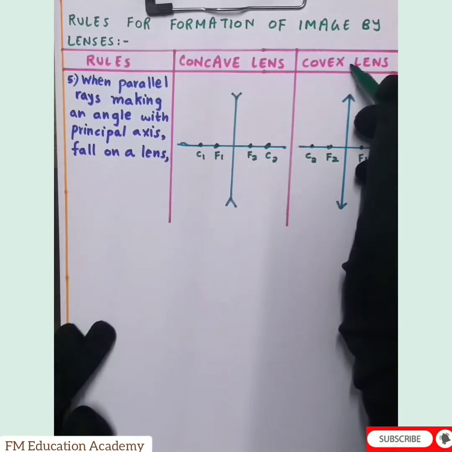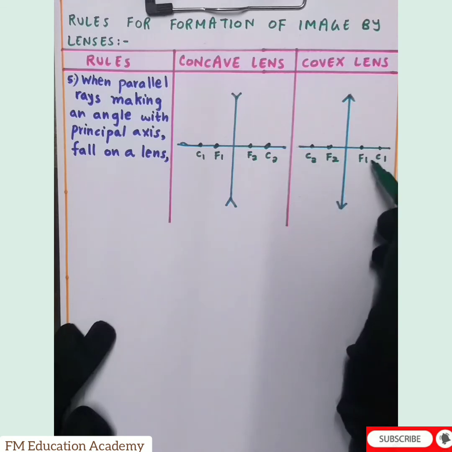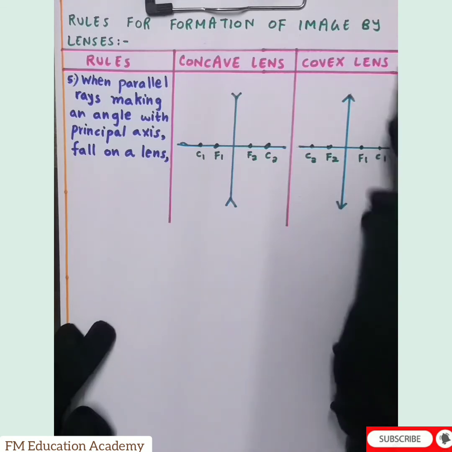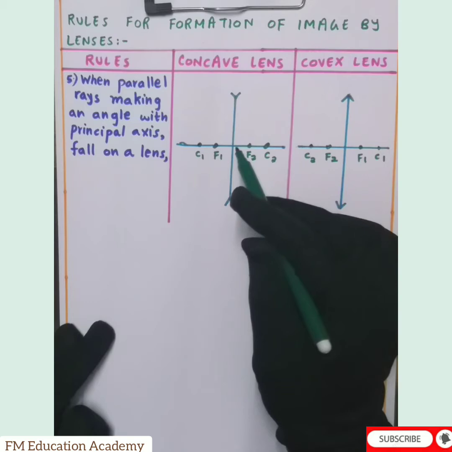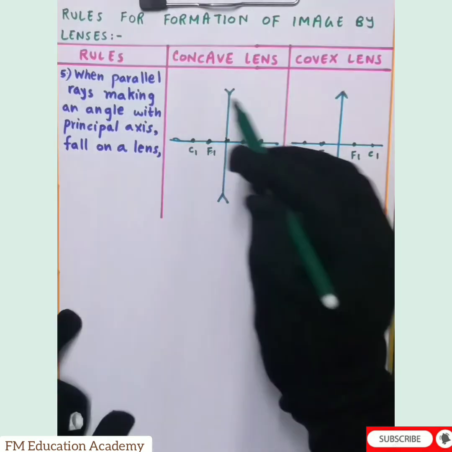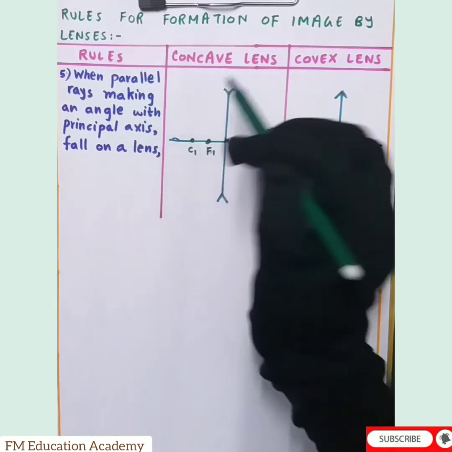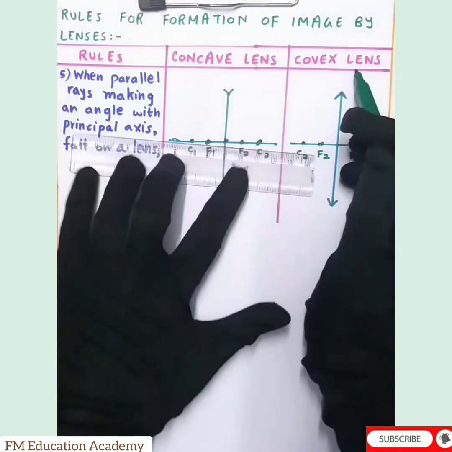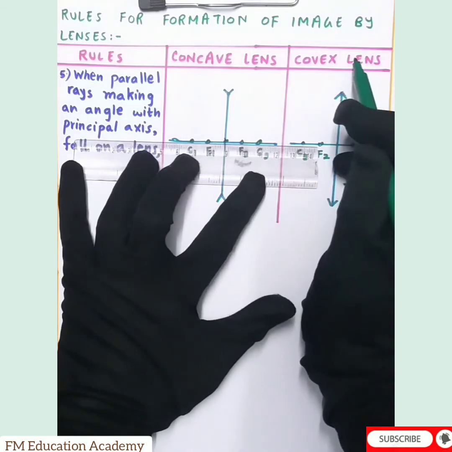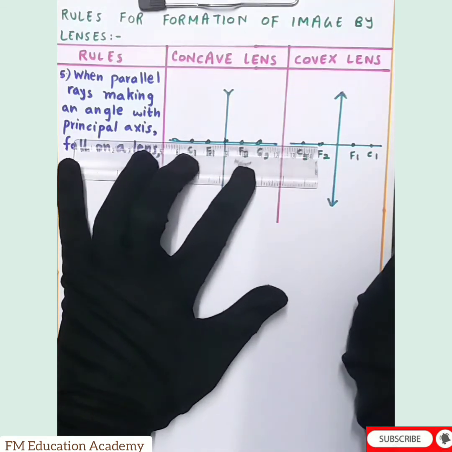Similarly, on a convex lens we have C2 F2 on the left side, and C1 F1 on the right side. Remember that the focus lies between the optic center and the center of curvature. Now consider parallel rays making an angle with the principal axis.